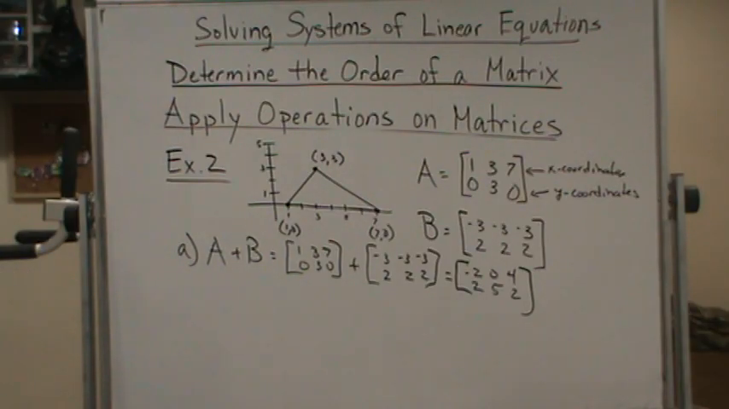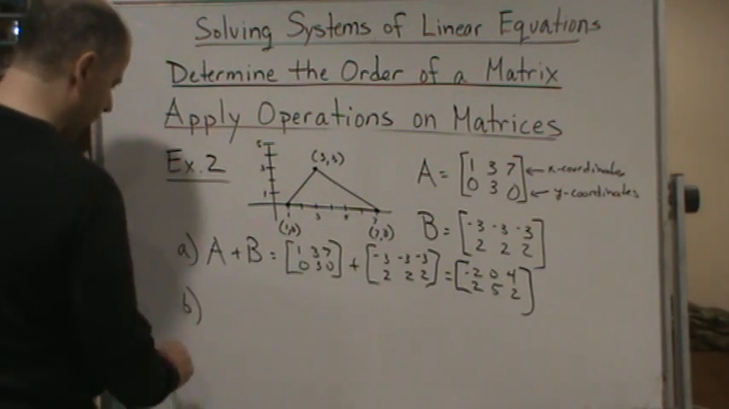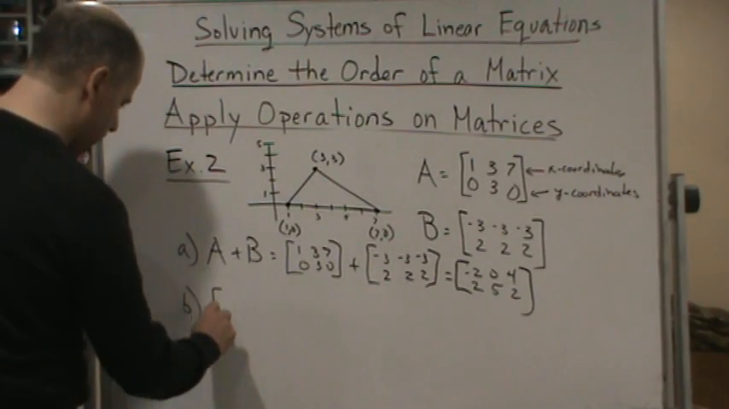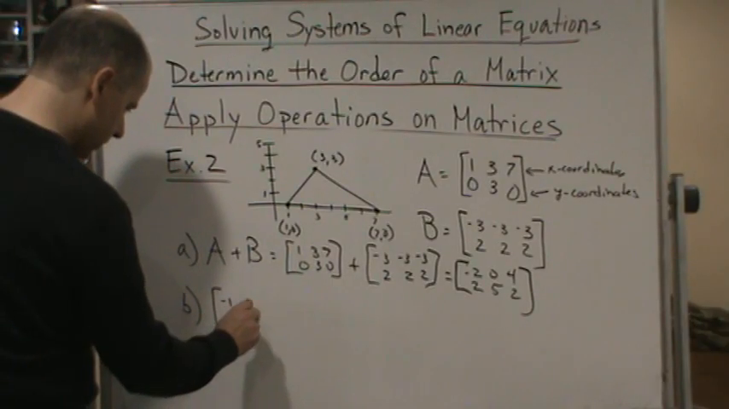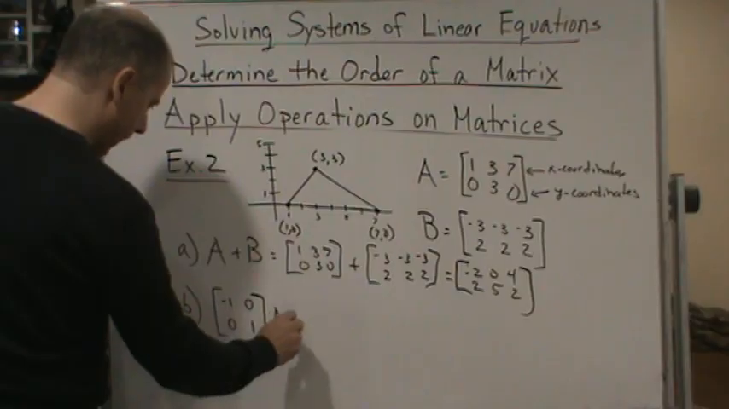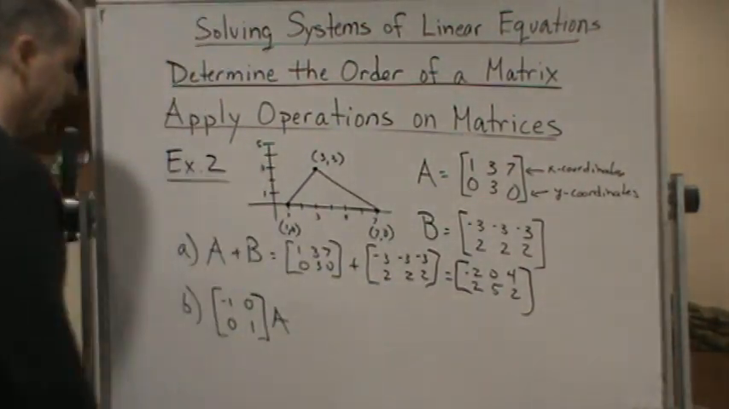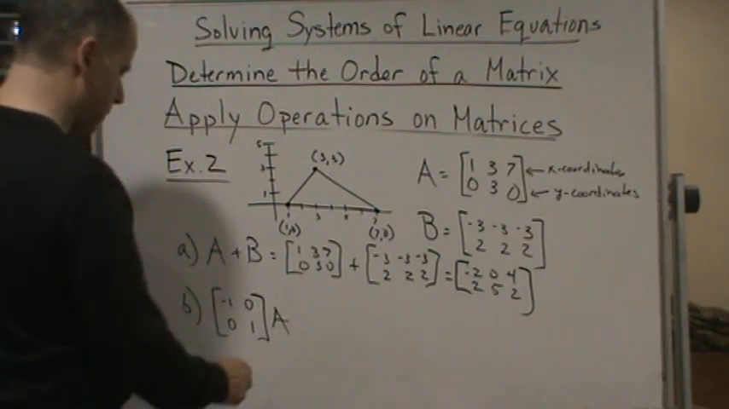Now they say, okay, well, let's do this. What kind of transformation does this have? So the next two, we're going to do part B. Now what we want to do is use this matrix and do matrix multiplication. We want to use this here, -1, 0, 0, 1, and we want to multiply that by A, which are the vertices of the triangle. And we want to say, what transformation does this represent?